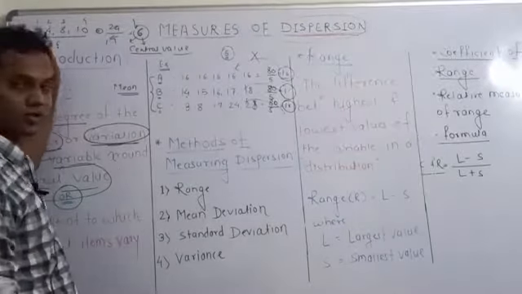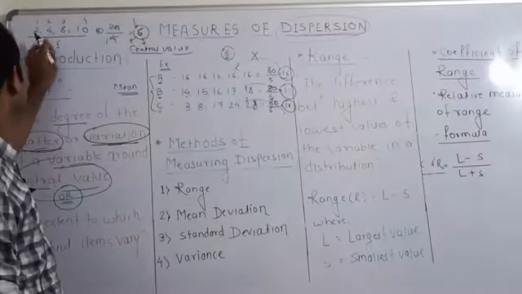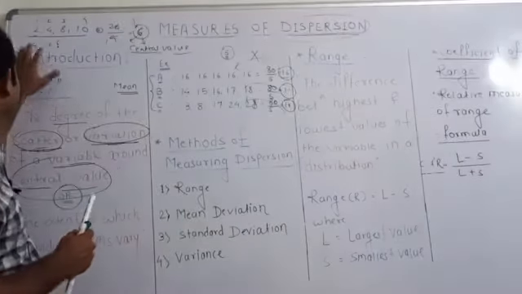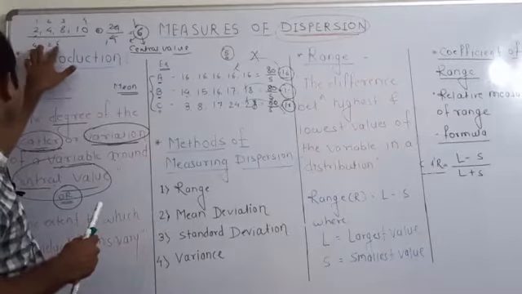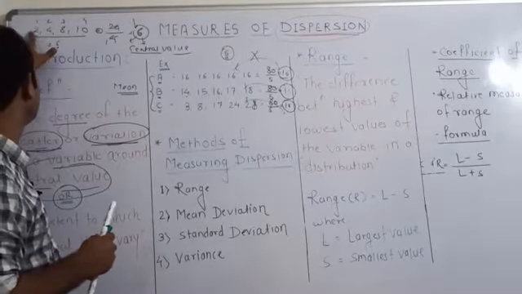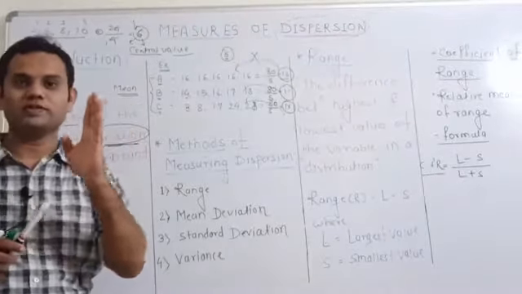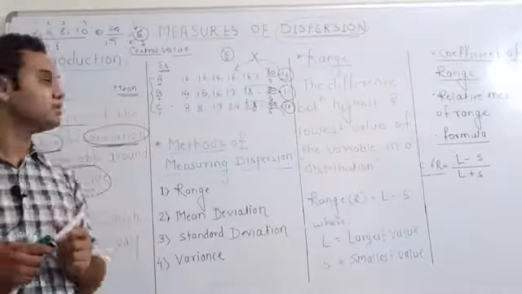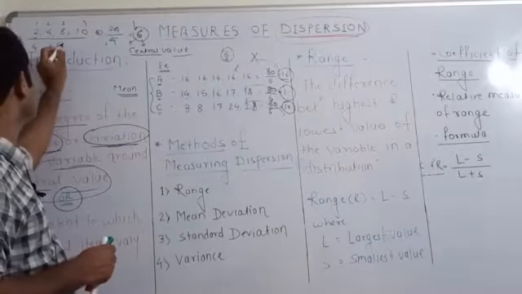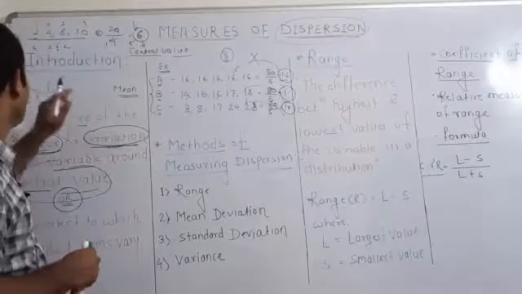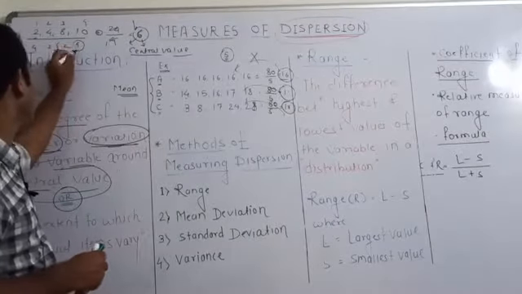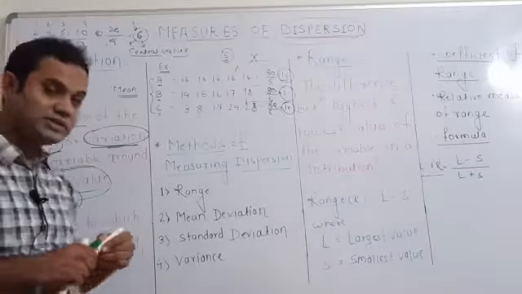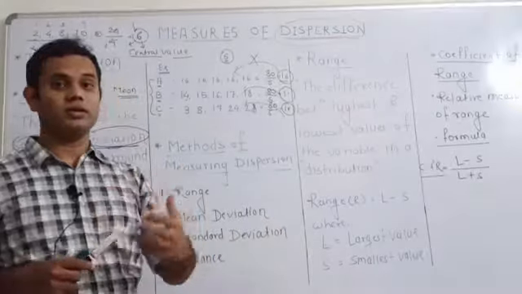You are getting my point? Simply we have to do the subtraction. How far from this 6 is the 2? By 4 units, because 2 plus 4 is 6. How far is this 4 from 6? Only by 2 units. How far is this 8 from 6? Again by 2 units. How far is this 10? Again by 4 units. So these 4, 2, 2, 4 are the degree of dispersion.